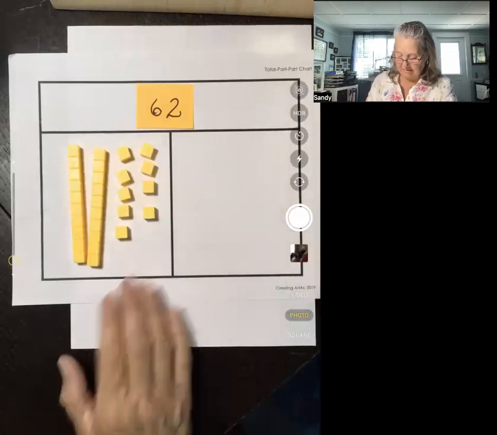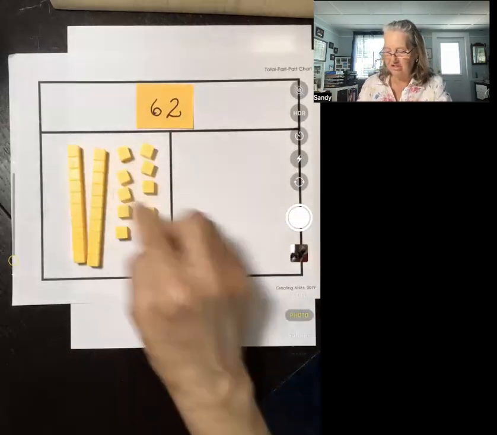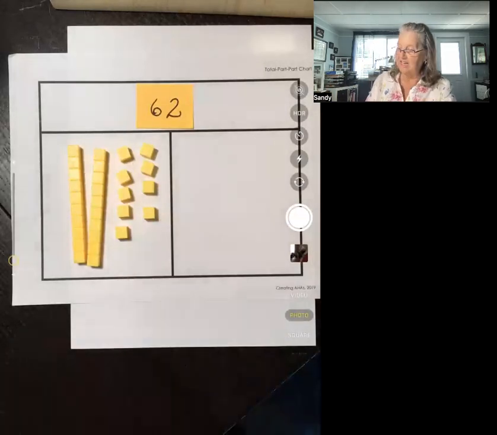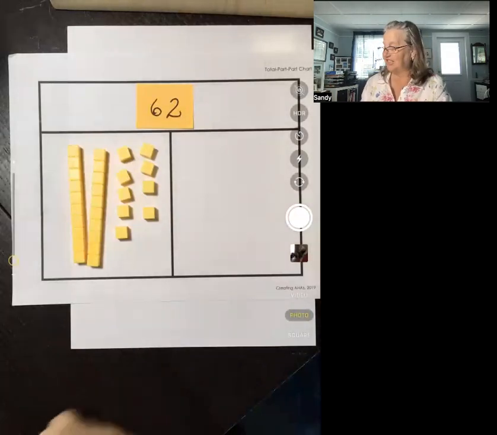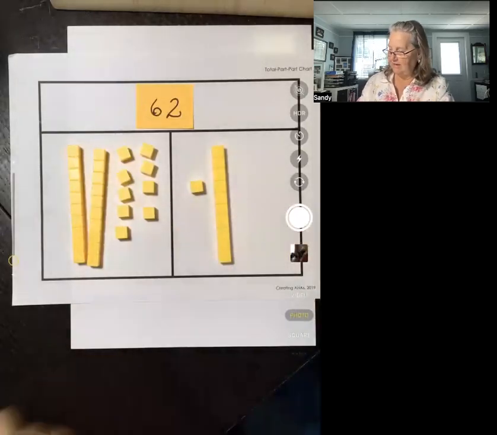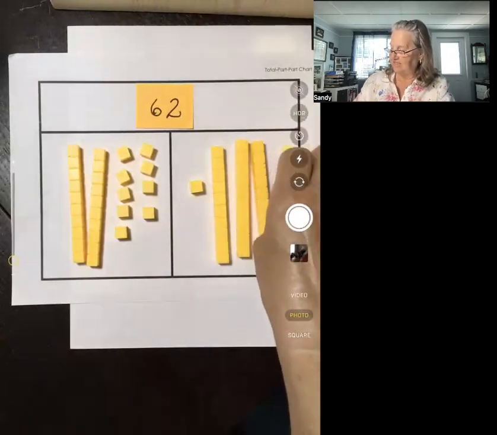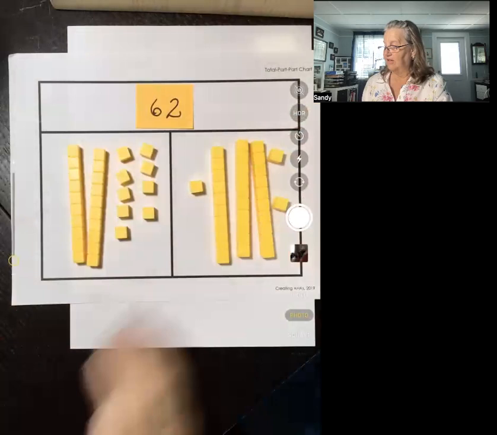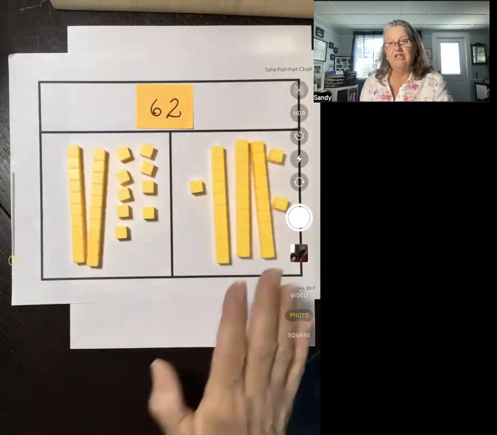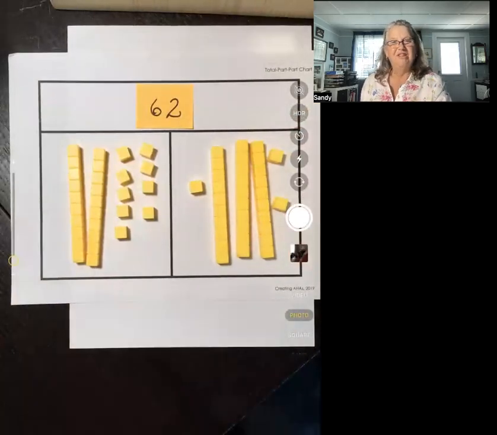But in this case, I'm doing it because I don't want to watch the children have to keep recounting if they're not remembering how many they put there. So we've got 29, and we're going to count up. How many more than 29 is 62? Well, 1 is 30, 40, 50, 60, 61, and 62. 62 is 33 more than 29.